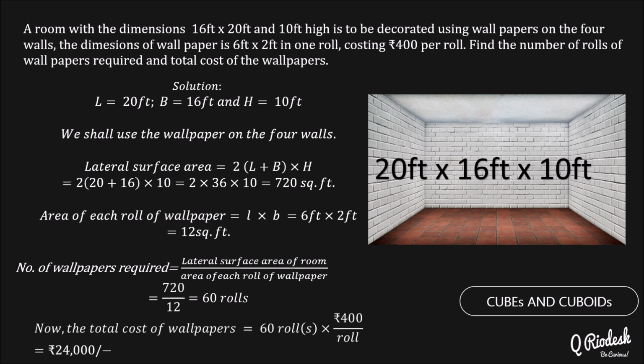It's better to order more than 60 rolls because sometimes it gets wasted. Now the total cost of wallpapers would be 60 rolls multiplied by rupees 400 for each roll. So rolls get cancelled, and 6 fours are 24, so 24,000 rupees. We would require 24,000 rupees.